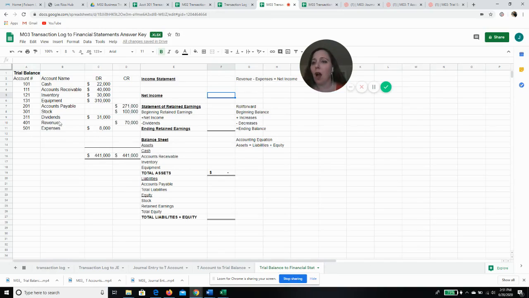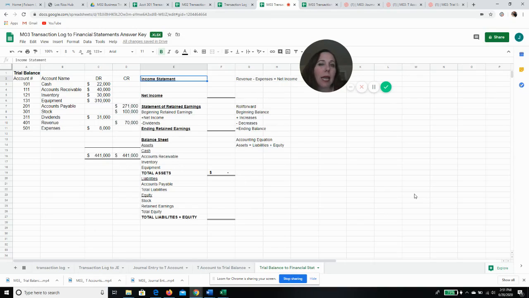All right, so I've copied over our trial balance. This is what we prepared on the previous sheet. And we are going to use those numbers to create our 3 financial statements. We're going to do them in a very specific order. Ultimately, you can do them in whatever order you want, but this is what's going to make the most sense, and I'm going to show you why. All right, so we're going to start with our income statement.